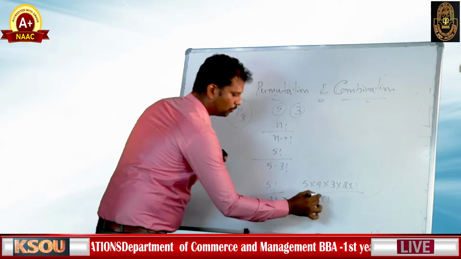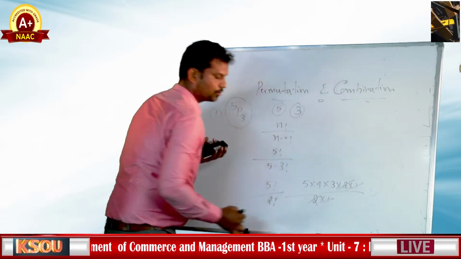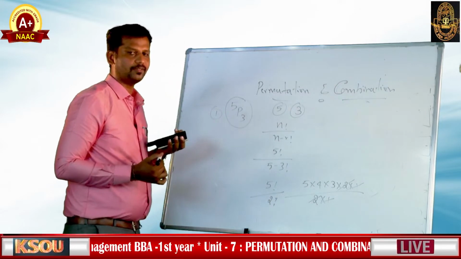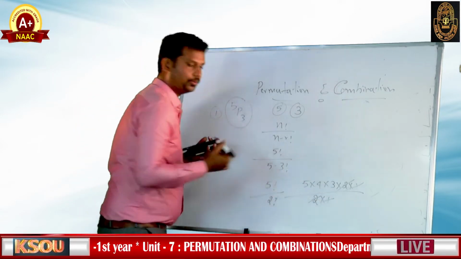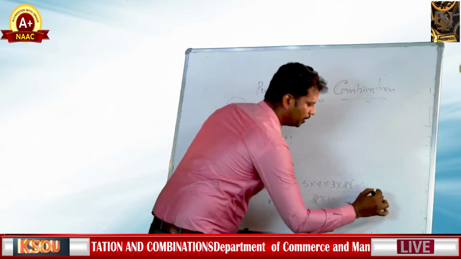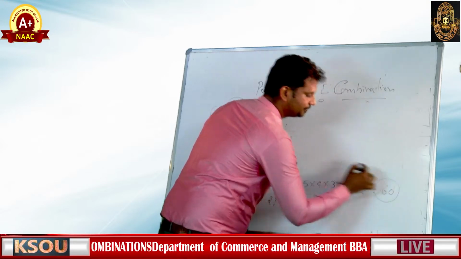So 2 will be cancelled. What is the remaining? 5 into 4 into 3. 5 into 4, what is the value? It will be 20. 20 into 3, it will be 60.